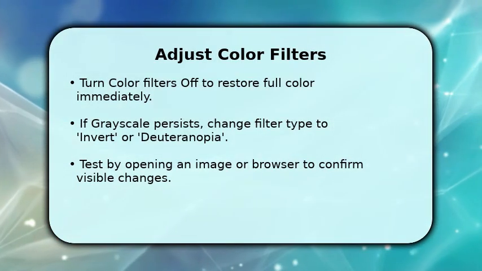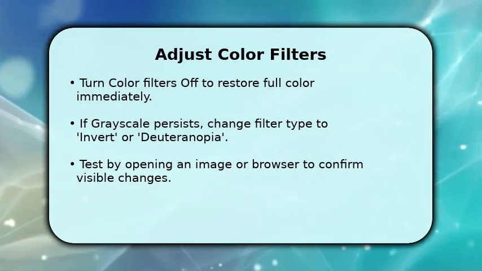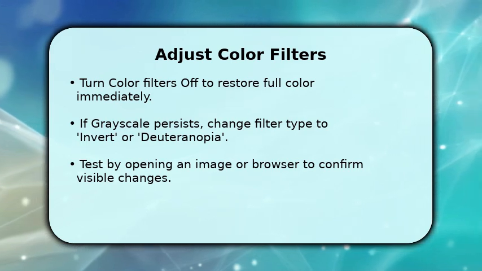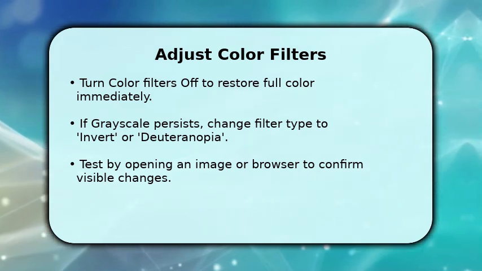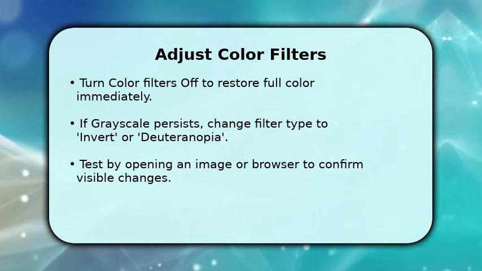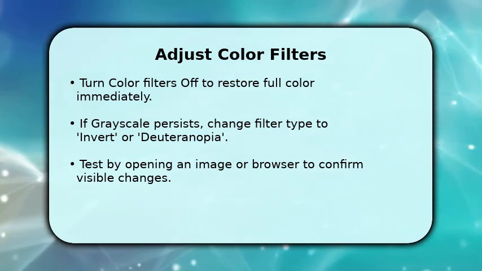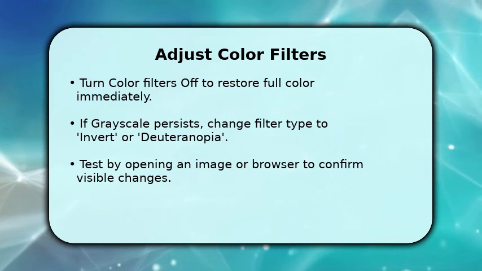Now adjust the settings. Toggle color filters off to try restoring normal color first. That often fixes accidental grayscale. If that doesn't work, choose a different filter. Set to none or try invert or deuteranopia to see if color returns.